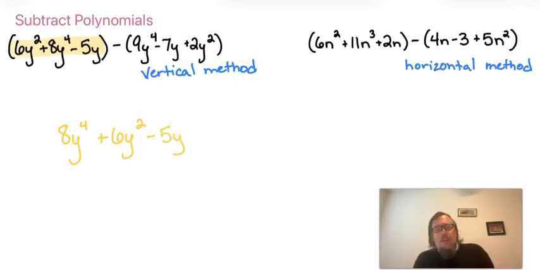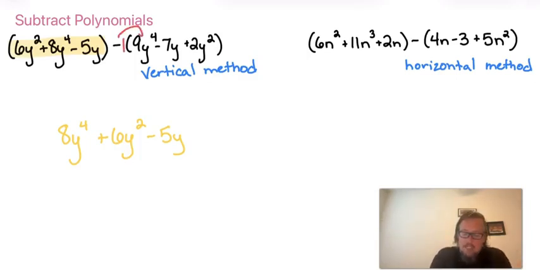But the second set of parentheses, the 9y to the fourth minus 7y plus 2y squared, does have something in front of the parentheses, and it's something that matters. It has a minus sign. And what that minus sign means is everything in that second set of parentheses is getting subtracted. The 9y to the fourth is getting subtracted. The negative 7y is getting subtracted, and the 2y squared is getting subtracted. You can think of that minus as being a minus 1, and it's like I have to do the distributive property.